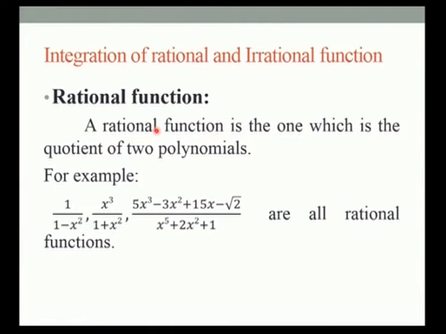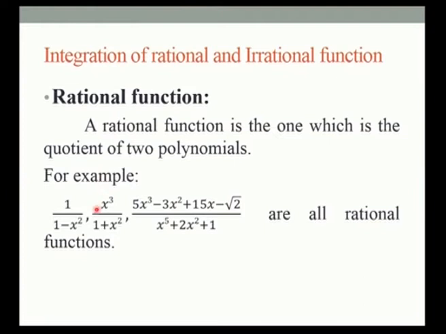Here in this lecture we are going to see how to integrate a rational function. For that, first we need to know what is a rational function. You know, a rational function is the one which is the quotient of 2 polynomials. That is, if 2 polynomial functions are expressed in ratio, then that expression is called a rational function. Here some examples are given for rational function, like 1 by 1 minus x square is a rational function. Here 1 is a polynomial and 1 minus x square is also a polynomial.